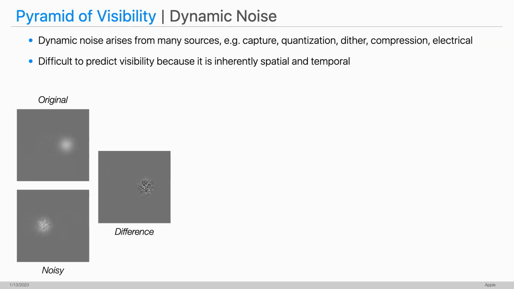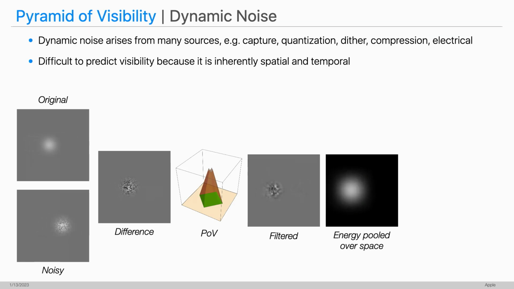So here's the difference between the original and the noisy signal, sort of what you might expect it to look like. I've superimposed it on a uniform background, but it's actually both positive and negative. And now we're going to filter that with the pyramid of visibility. And if we do that, what we get is what you see here. Whoops, I jumped 2 steps, but bear with me. That's the noise signal filtered by the pyramid of visibility. So it's correctly weighting the different spatial and temporal frequency components in that noise signal.